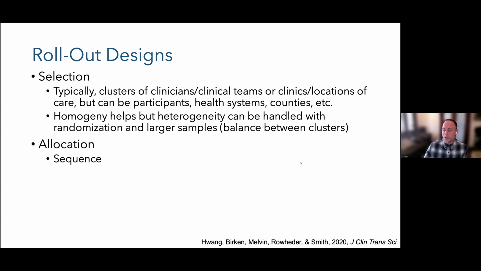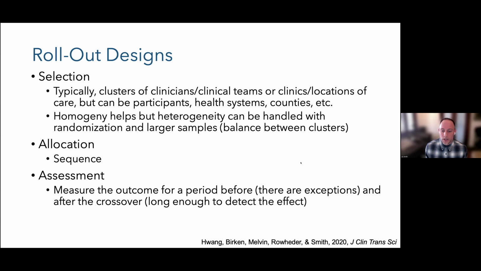So again, your allocation is really to sequence. It's not to intervention or not. It's to when you're going to start the intervention. Then there is your assessment or measurement of your outcomes. So you measure the outcome for a period before the crossover, of course, to the active implementation. And then you measure long enough after the crossover to feel confident that you've been able to detect the effect. So that will really depend on the nature of the question that you're trying to ask, whether there's a delay in being able to detect an effect versus a more immediate evidence of an effect.